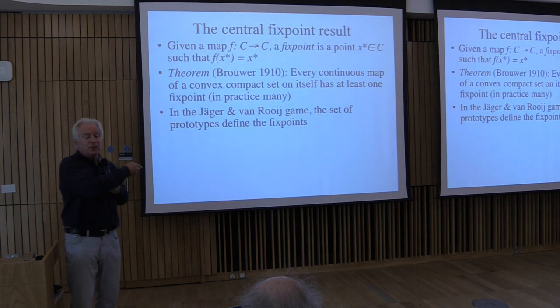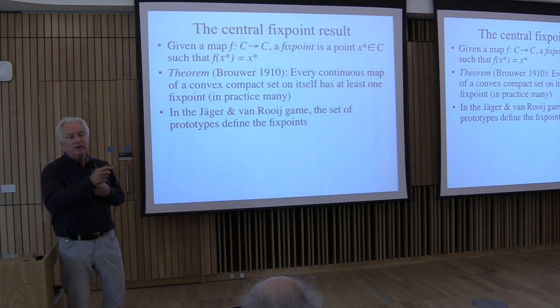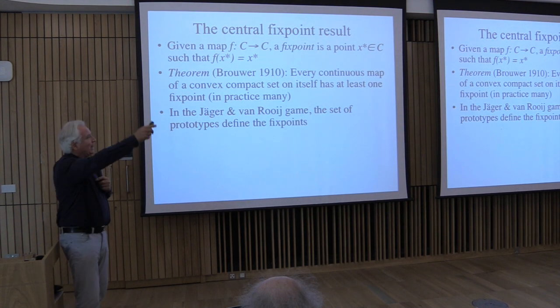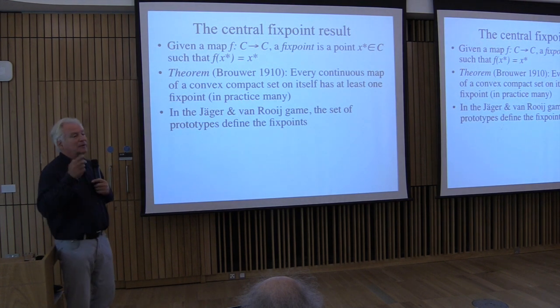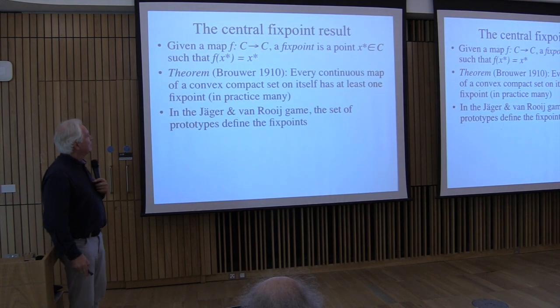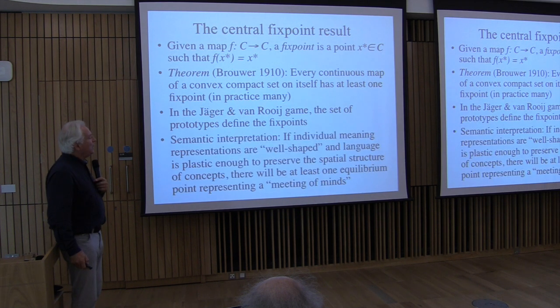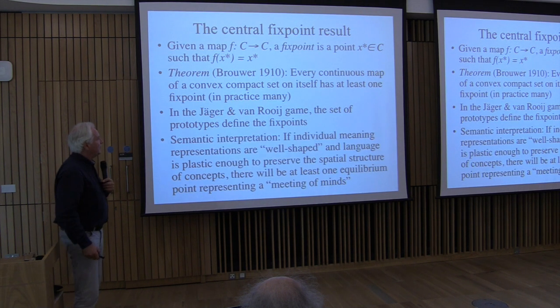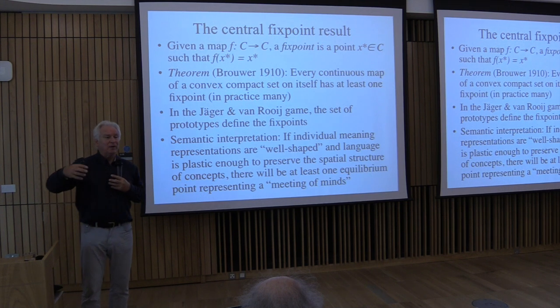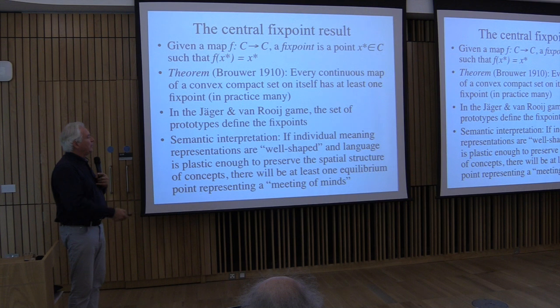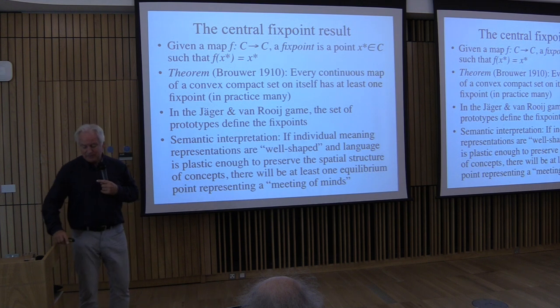As I showed you, the set of prototypes, they define the fixed points. I mean, that's in their game, you get them as the prototypes. But we are generalizing this to a more general framework. The spaces don't have to be identical, but as long as they are convex and compact, there will be a fixed point. So the semantic interpretation of this result is that if individual meanings are well-shaped, in the sense that we all have convex regions as meanings, and language is plastic enough to preserve the spatial structure, that is the continuity assumption, there will be at least one equilibrium point.